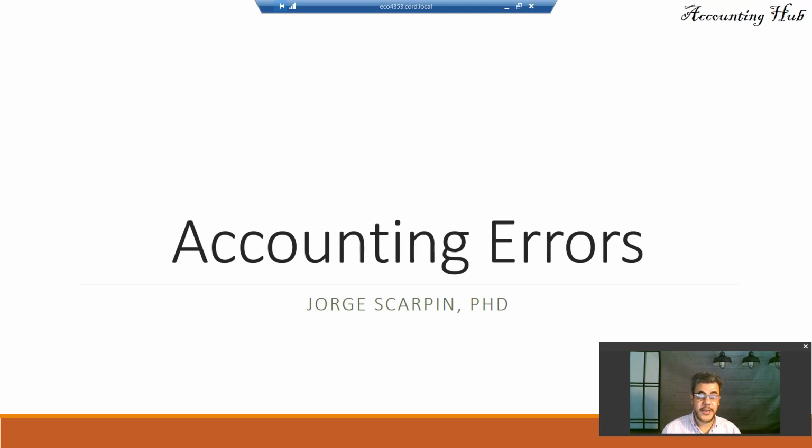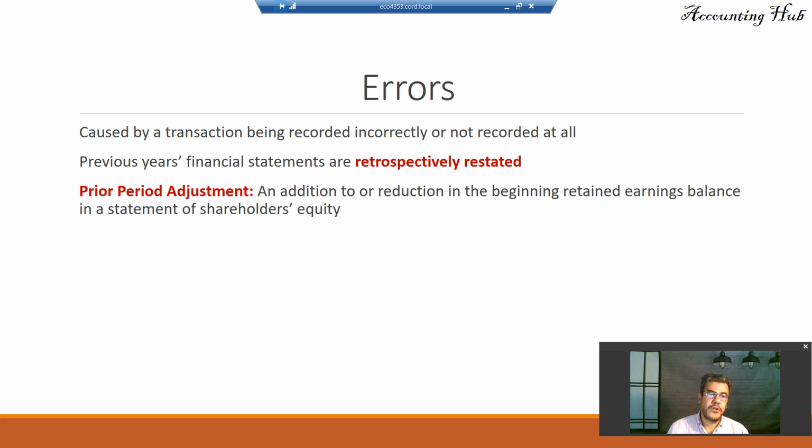I'm Professor George Scarpin, PhD in accounting, and our topic today is accounting errors. So, errors caused by a transaction being recorded incorrectly or not recorded at all. Previous year's financial statements are retrospectively restated, so we need to correct the previous financial statements as well. Prior period adjustment, in addition to or reduction in the beginning retained earnings balance in the statement of shareholders' equity. So just like accounting changes.